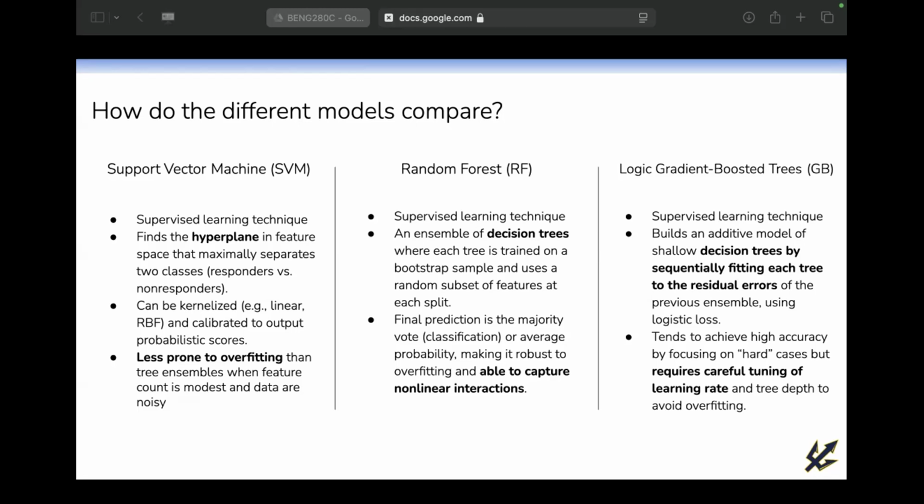That usually means higher accuracy, especially for tricky cases, but the trade-off is that they can overfit if you don't fine-tune things like learning rate and tree depth. Also important.